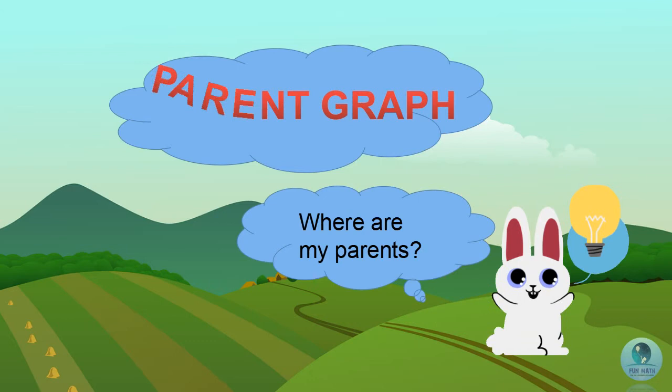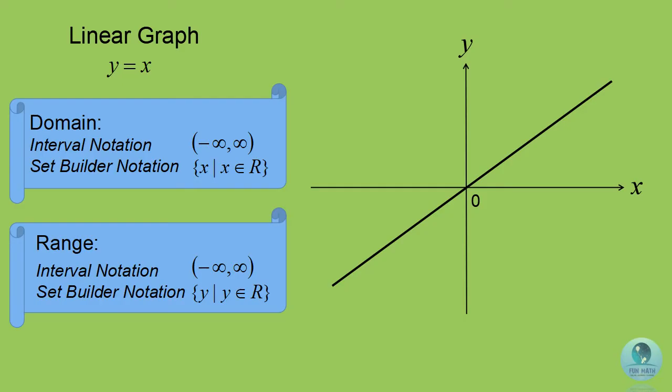Before we start, you need to learn about the characteristics of each of the parent graphs, which are commonly studied in mathematics. Now let's look at the first parent graph. This is a linear graph of y equals x. It is a straight line graph which passes through point (0, 0).